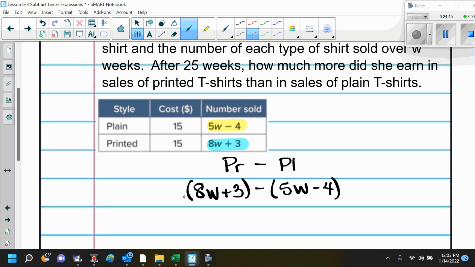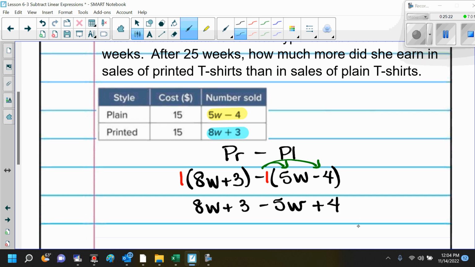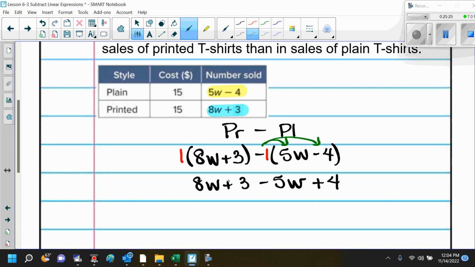So the first thing we want to do is our distributive property, okay? So when we distribute a positive 1, that means we can just take away those parentheses because nothing changes. So that's 8W plus 3. And then we have negative 1 times positive 5W. That's a negative 5W. And then we've got a negative 1 times a negative 4. That's a negative times a negative is a positive. Very good. So now we can combine our like terms.